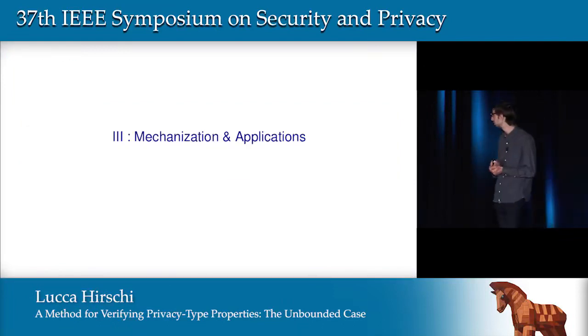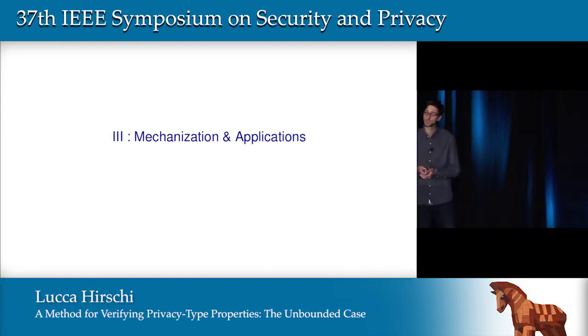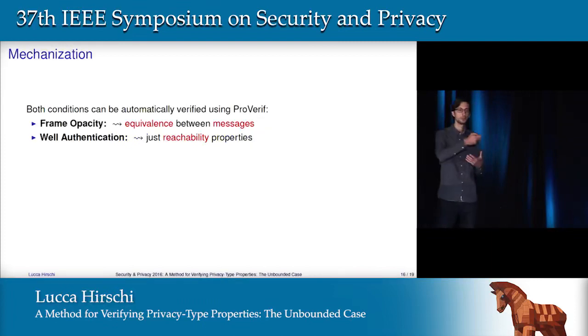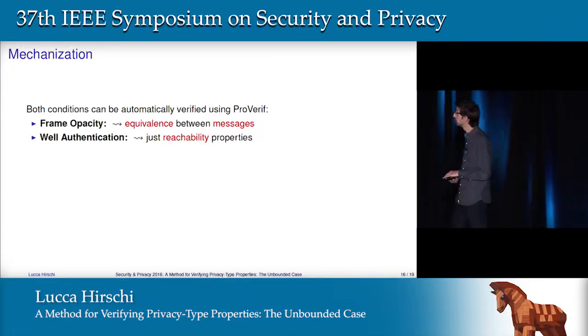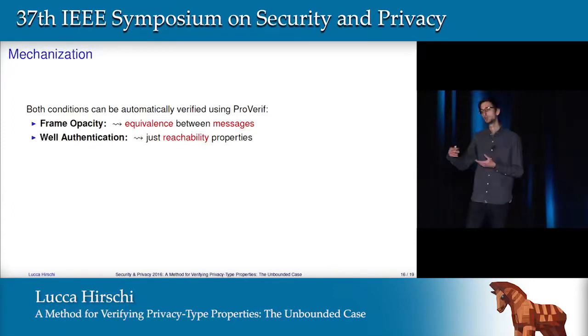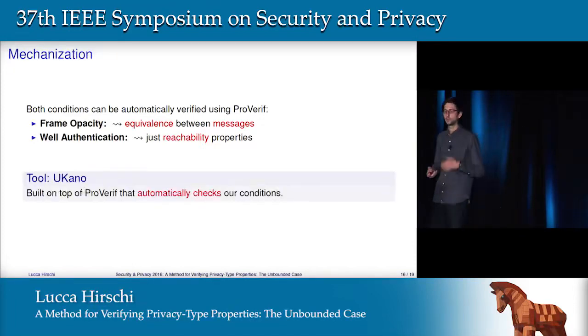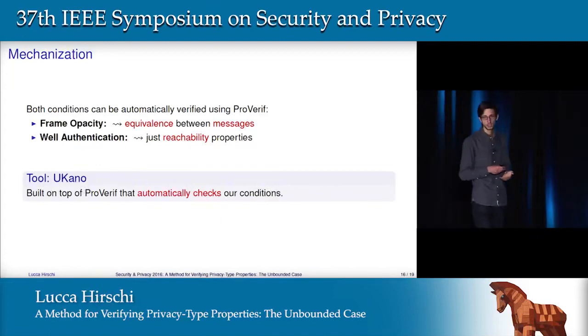Now I'd like to say a few words about mechanization and application. Because in practice, the previous theorem is interesting only if we can verify our conditions. And we show that this is the case. We can use, for example, ProVerif to do so. We explain in the paper that using some encodings, we can reduce frame opacity into an equivalence between messages and well authentication into a bunch of reachability properties. And both can be verified precisely using ProVerif, for instance. And we built UKNO on top of ProVerif that automatically checks our conditions.